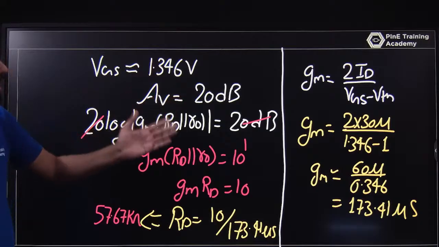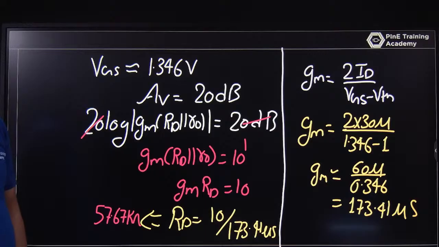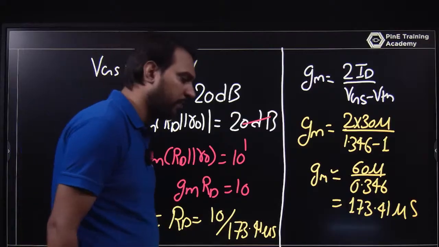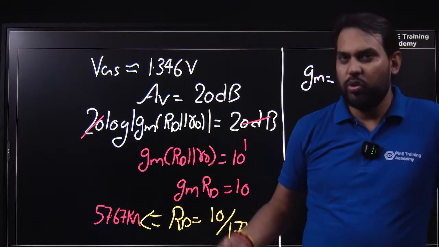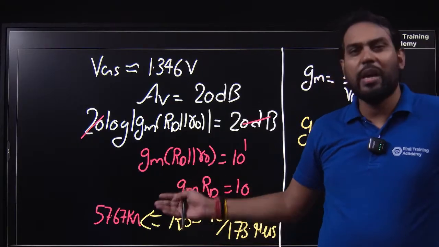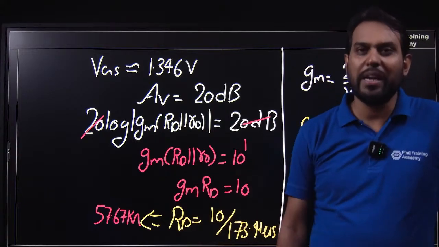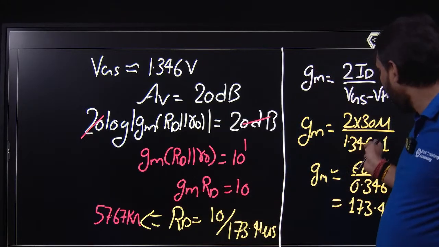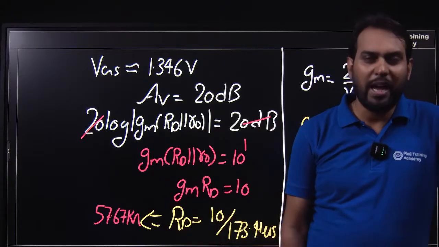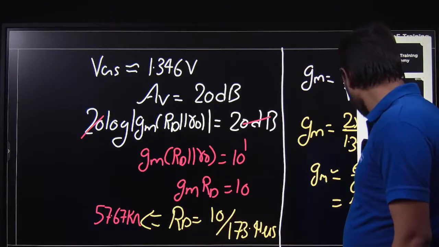So you find all those values: here you have GM, here you have RD, and everything. You can check whether the MOSFET is in saturation region or not. How can you check that? You know VDS is VDD minus ID RD. You know VDD, you know ID, you know RD. You can check what VDS is. What is Vout? If Vout is greater than VGS minus VTH, which is 0.346, then it is in saturation. So check it.